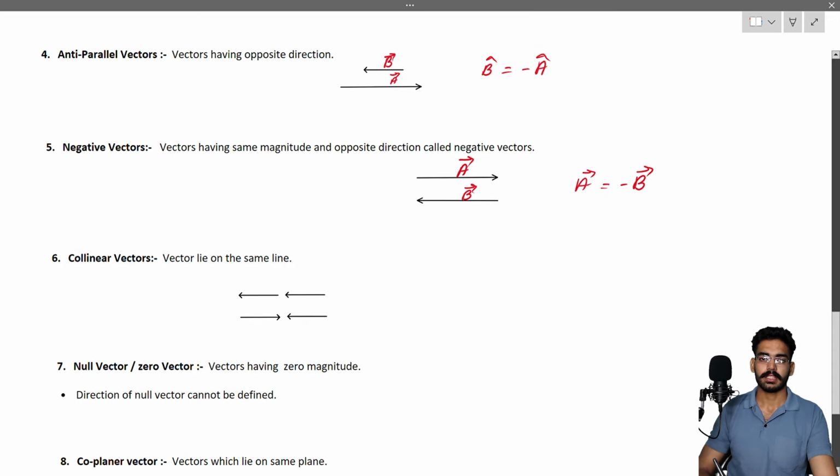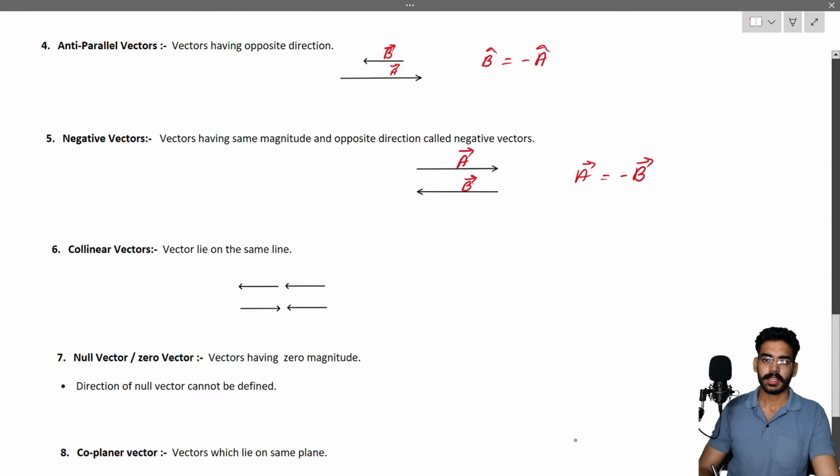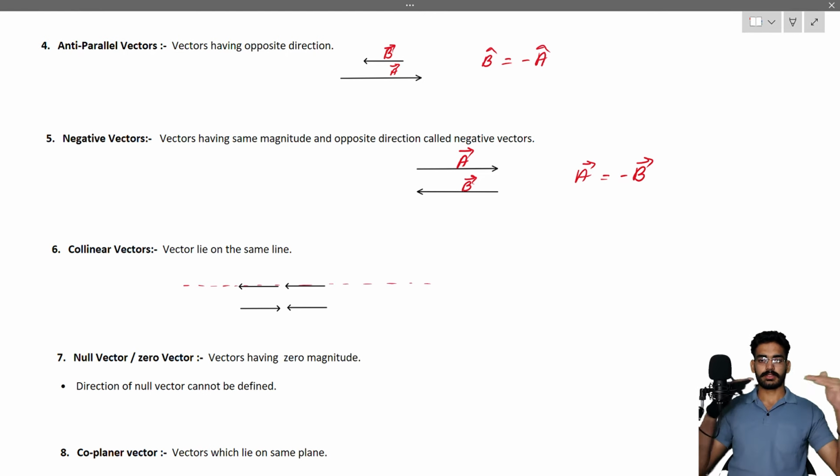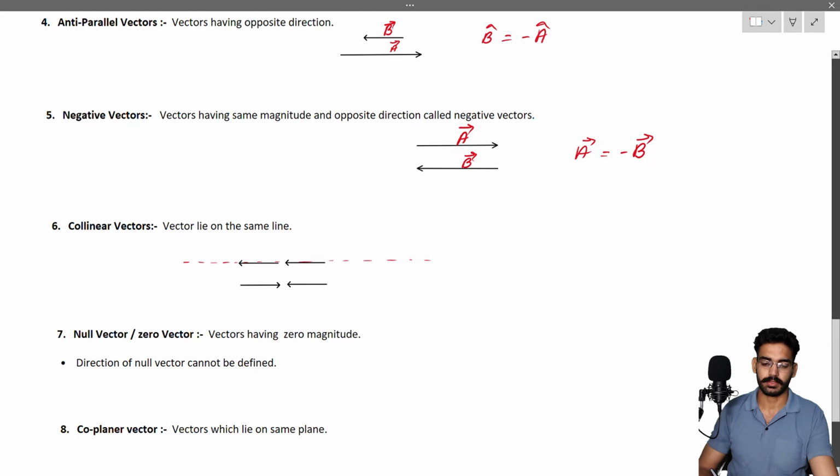Okay, next thing, collinear vectors. Vectors that lie on the same line. So this is basically two vectors lying on the same line. They can be parallel or anti-parallel, both are possible, but they should be collinear. Collinear means lying on the same line. I hope you know the meaning of collinear.